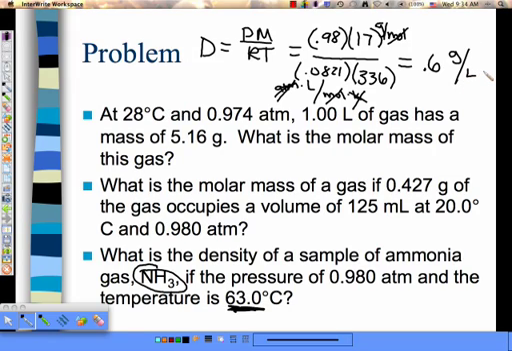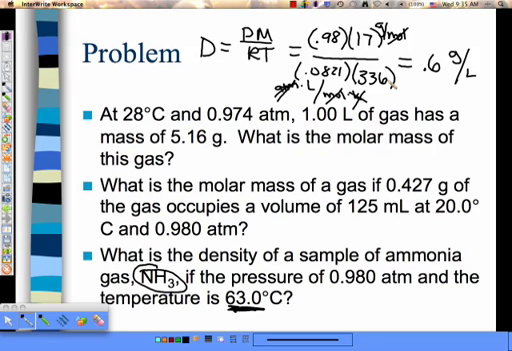Where did the Kelvin cancel out? The temperature, right? We have 336 Kelvin right here, and we're dividing by a Kelvin. Kelvin divided by Kelvin is nothing. Will grams per liter always be the measurement for density? Yep. That's what you'll get as your units, and then it might ask for grams per milliliter, so you'll have to change it to milliliters.